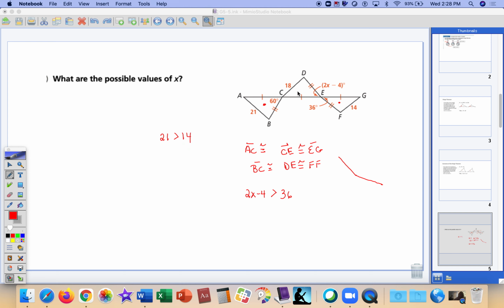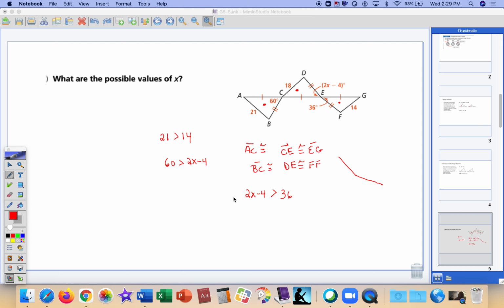Let's look at this one here. If we compare these two triangles, ACB and DCE, we know that 21 is larger than 18, so because 21 is larger than 18, we know that 60 has to be greater than 2x minus 4.